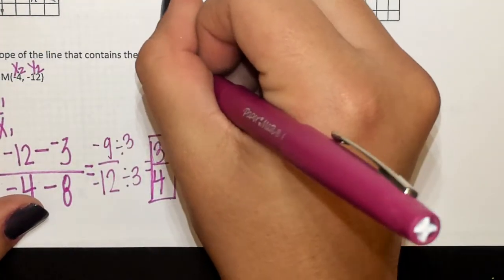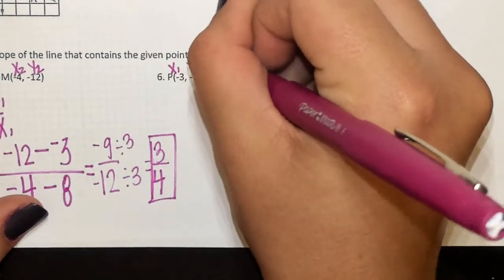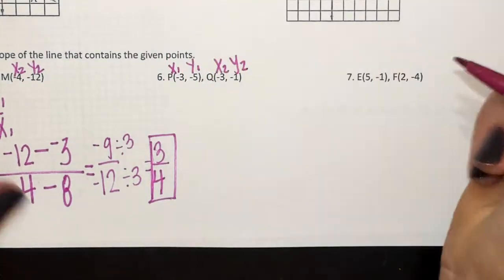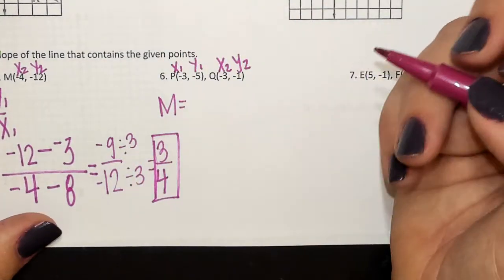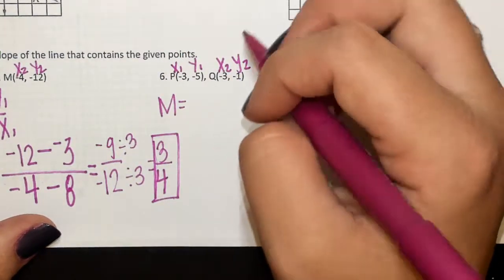If you need to, label these points: X1, Y1, X2, Y2. Then plug it in, plug it in.